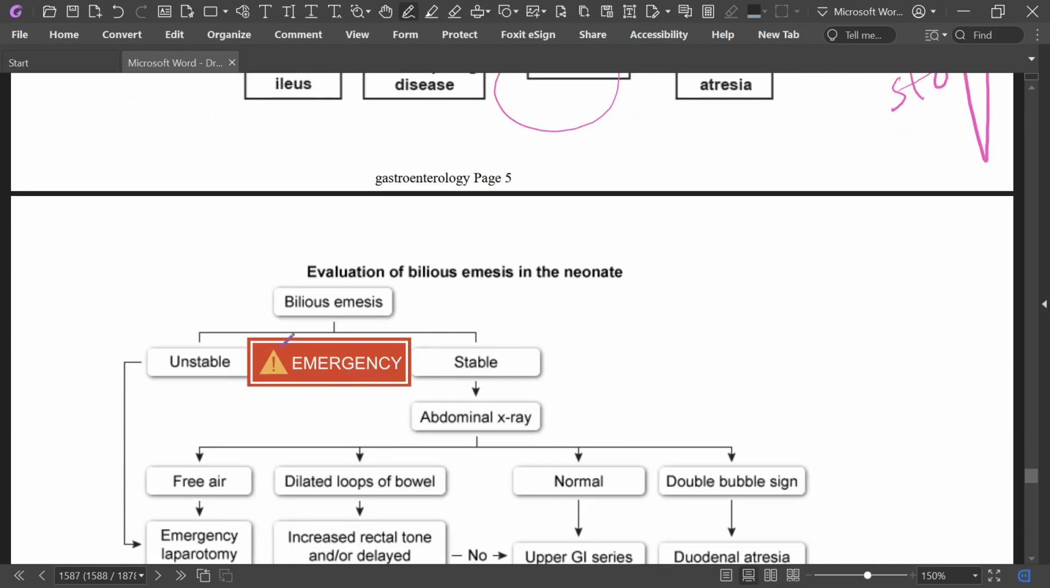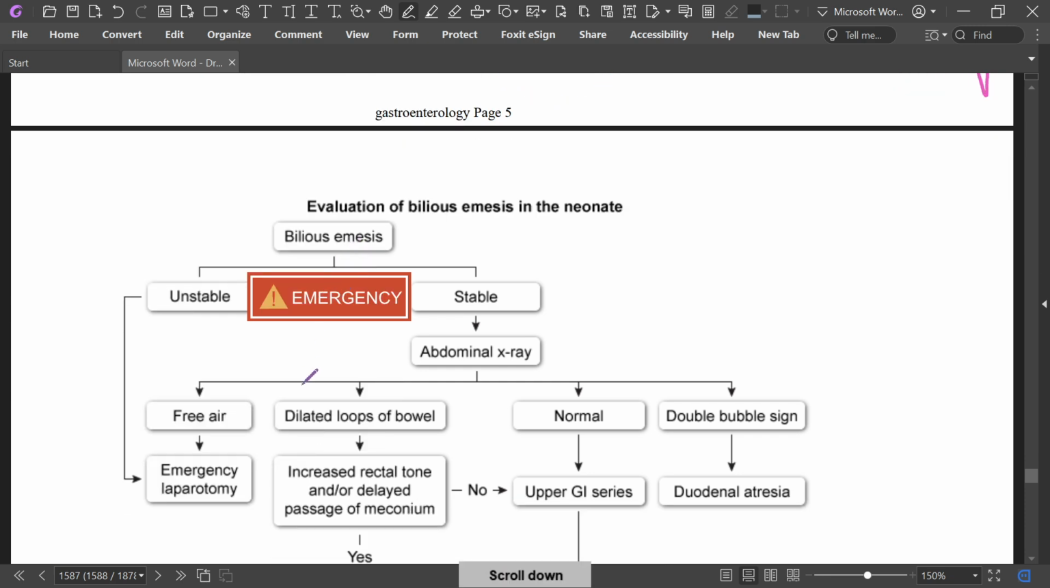Biliary emesis with an unstable patient means free air. Free air under the diaphragm, diagnosis done, emergency surgery. With a stable patient, do an abdominal X-ray. If you get free air on abdominal X-ray, that means signs of perforation, so go for surgery.